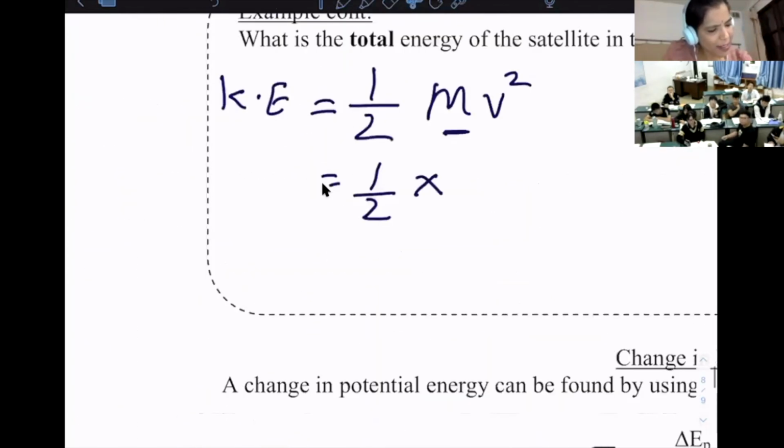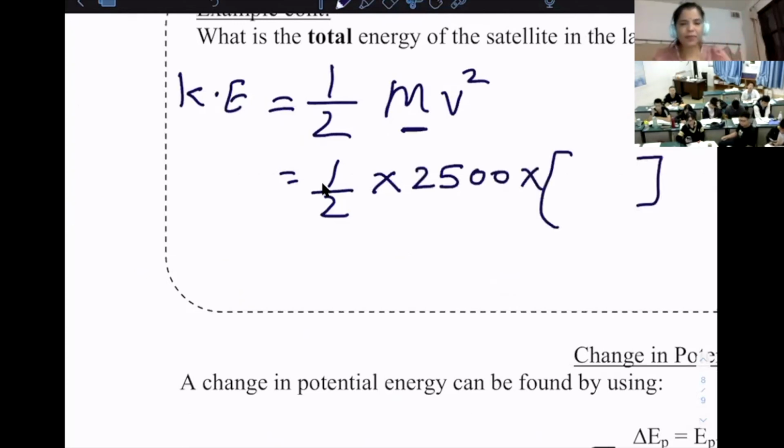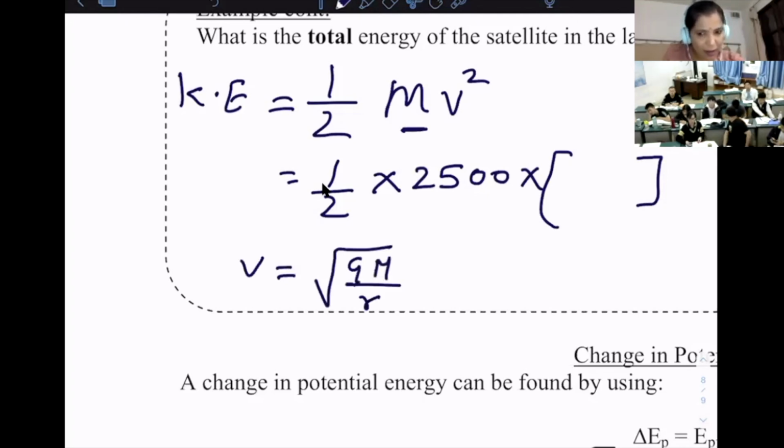So the mass here is 2500, that is correct. But what is the velocity? How will I find out? 3 times 10 to the power of 3 meters per second. How did you get that? Square root of GM divided by r. If we find the value of square root GM divided by r.